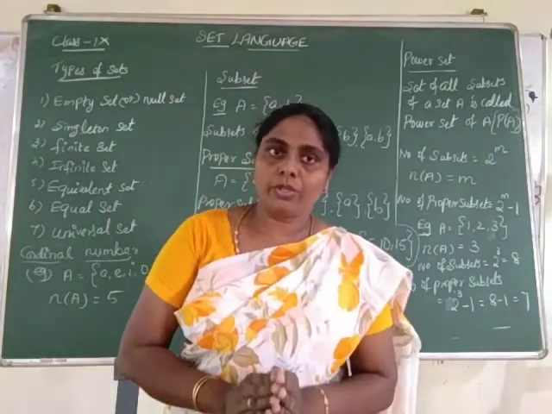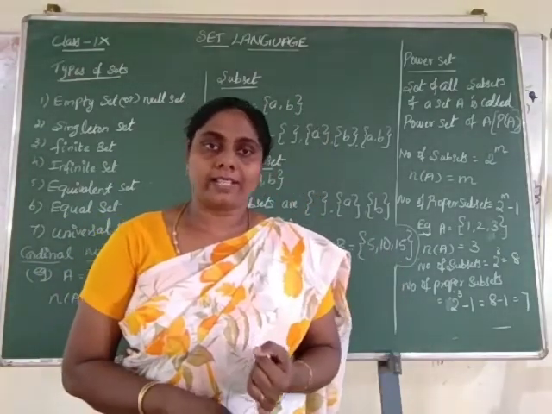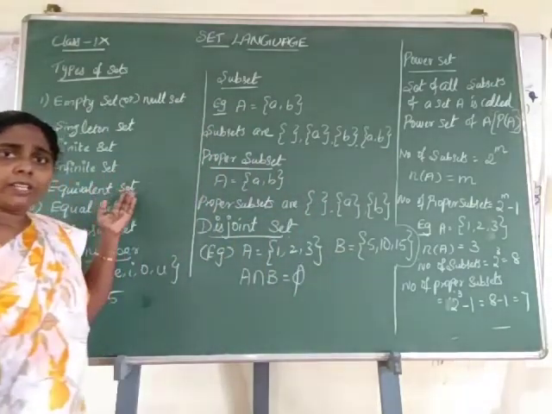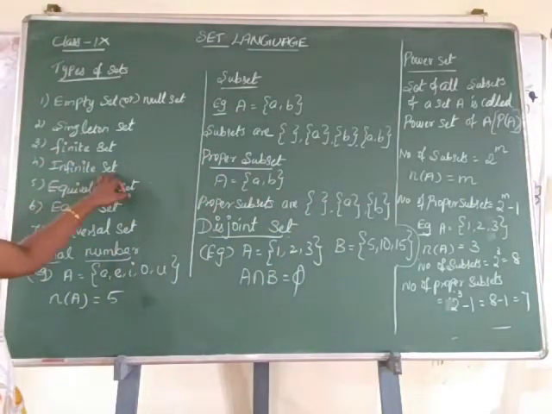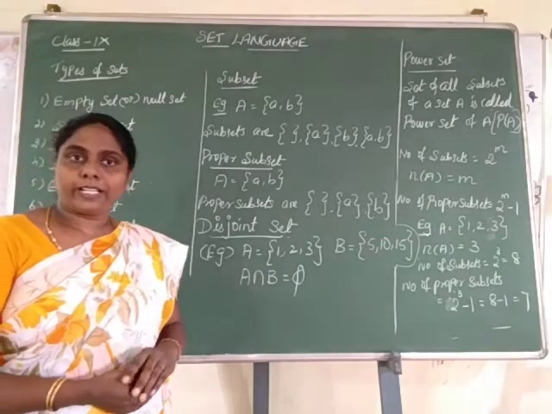If you are able to count, it is a finite set. If you cannot count, it is an infinite set. So the fourth one is infinite.